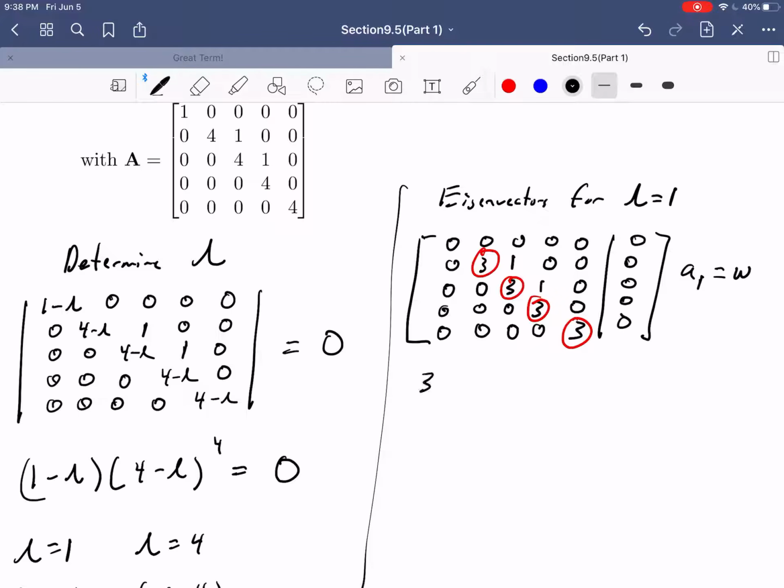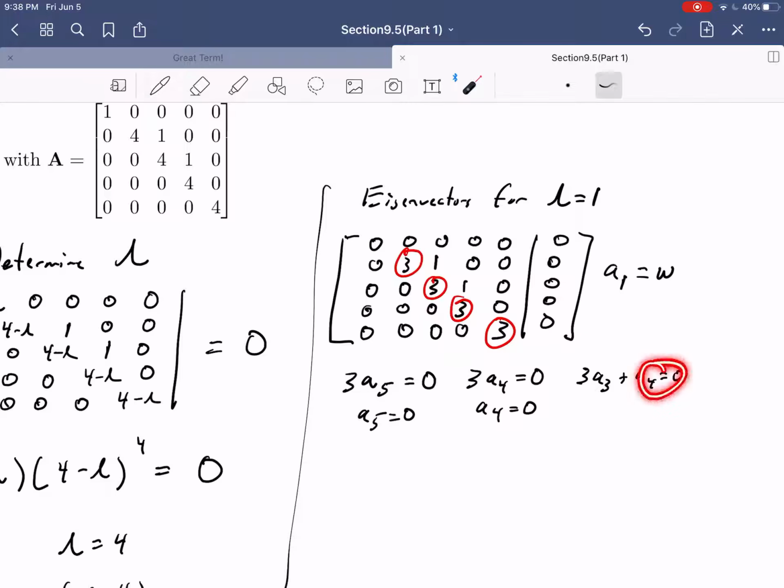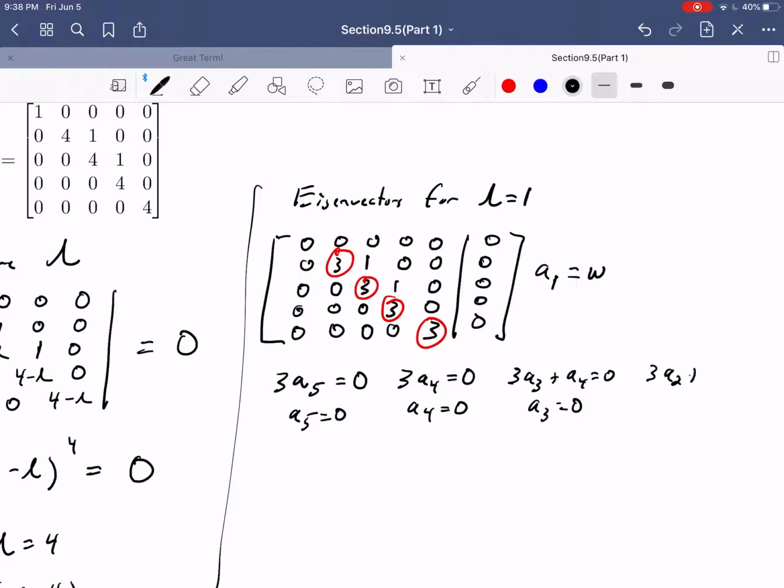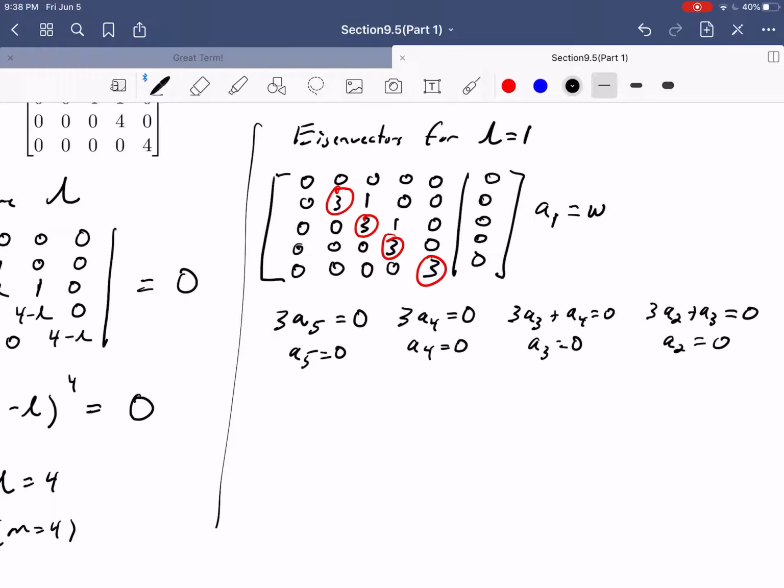So the bottom equation tells us that 3A5 is equal to 0. So I guess that tells us A5 is 0. Then we get that 3A4 is equal to 0, so A4 is equal to 0. Then we get 3A3 plus A4 is equal to 0. But since A4 is equal to 0, we know that means A3 is going to be equal to 0. And then finally, we get 3A2 plus A3 is 0. But since A3 is 0, that tells us A2 is going to be 0. All right, well, looks like everything's 0 here. So our eigenvectors are of the form W, 0, 0, 0, 0.